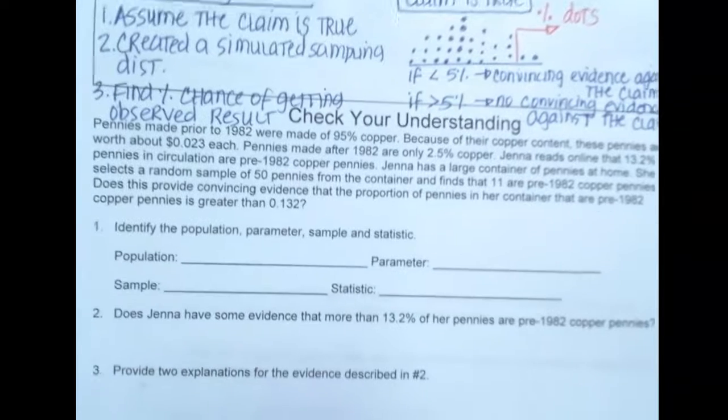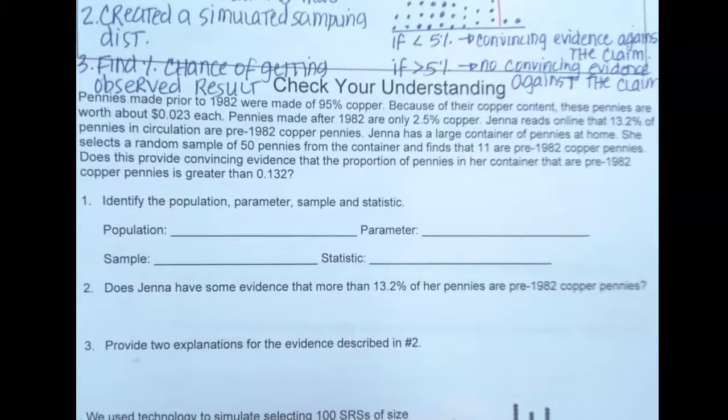So here we have a scenario in our Check Our Understanding about pennies made prior to 1982. Those pennies were made of 95% copper. Because of the copper content, these pennies are worth about 2 cents each. Pennies made after 1982 are only 2.5% copper. So Jenna reads online that 13.2% of pennies in circulation are pre-1982 copper pennies.